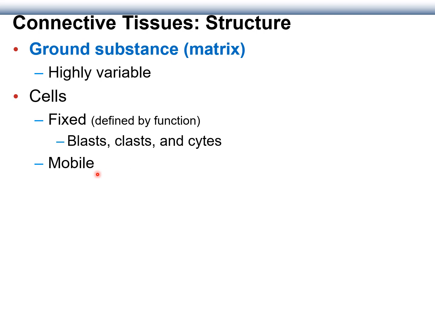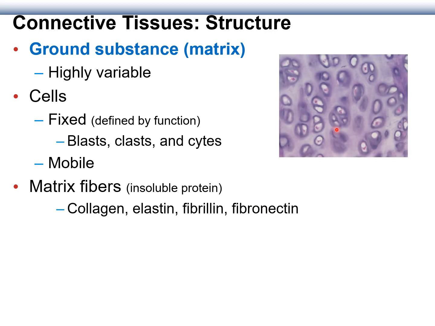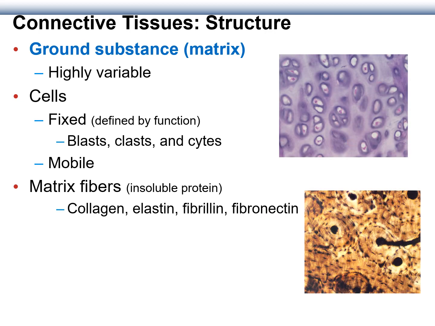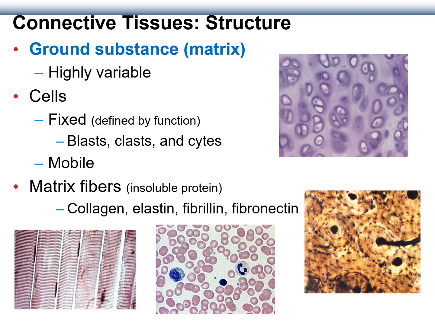If they're mobile, we often refer to them just as cytes. The insoluble proteins we often see are collagen, elastin, fibrillin, fibronectin, and fibrin is in there as well. And here are just some examples for you. There's cartilage, there's bone. We've seen these before. Here's blood, again a very watery extracellular matrix, whereas bone is almost the exact opposite. It's crystalline, ceramic in your teeth.